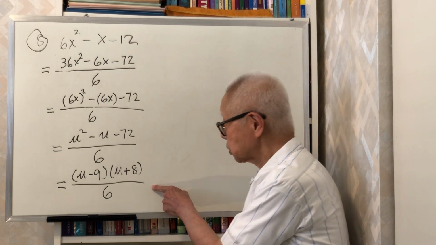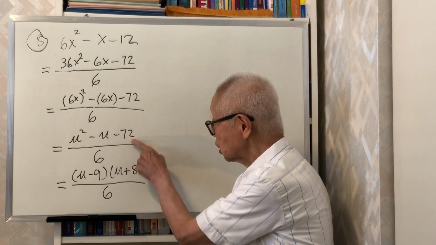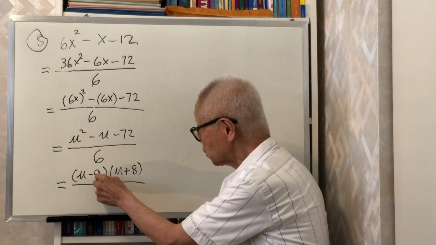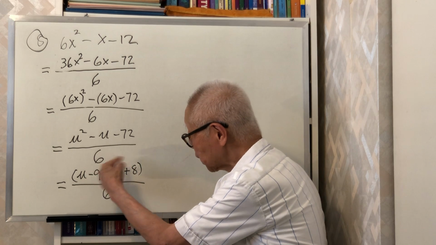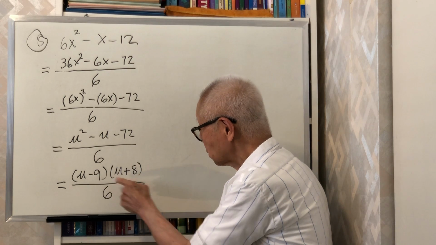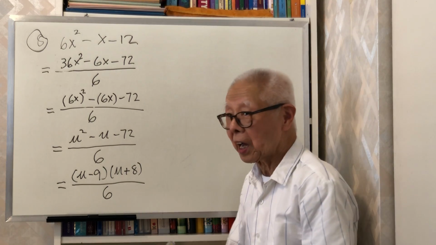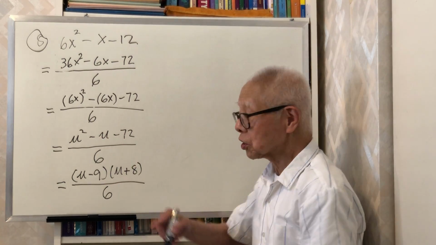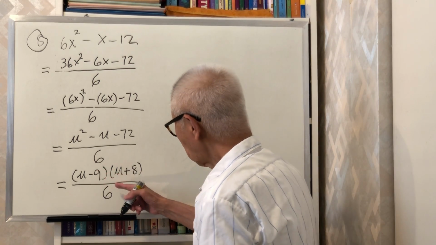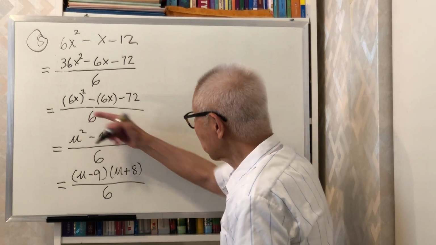Do you follow this? 9 times 8 is 72. Minus times plus is minus. And if you expand this, you get u squared minus u minus 72. As I mentioned, to factor this is our last lecture. So this is the result of factoring this, but u is 6x.